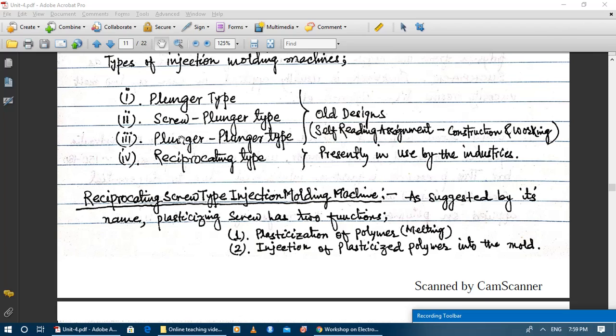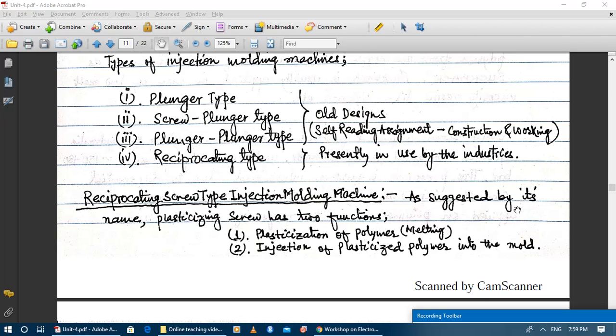In the plunger type injection molding machine, first a plunger is used to plasticize the polymer, and a second plunger is used to inject the molten polymer inside the mold. In the case of reciprocating type injection molding, the screw rotates to plasticize, then it stops, and then it pushes the polymer just like a plunger. So it has a dual role. First it will act as a screw, and second it will act as a plunger to inject the polymer.